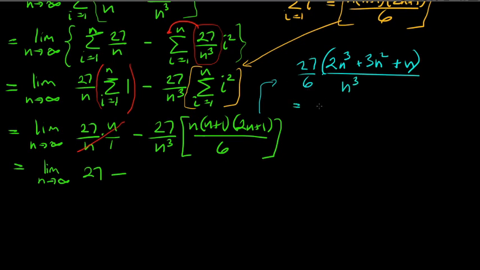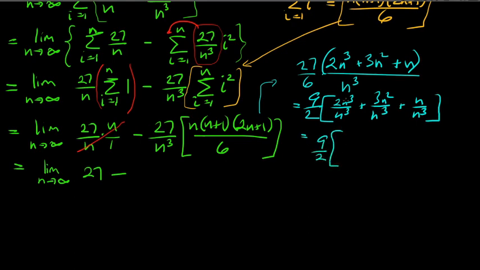So what's this 27 over 6? That reduces to 9 over 2. And all of this, if you divide, 2n cubed divided by n cubed, plus 3n squared divided by n cubed, plus n divided by n cubed, we can simplify that. Sorry, that's a 9, not a 7. So 9 over 2 times, well, you cancel both the n cubes here, you just get 2, plus 3 over n, plus 1 over n squared.